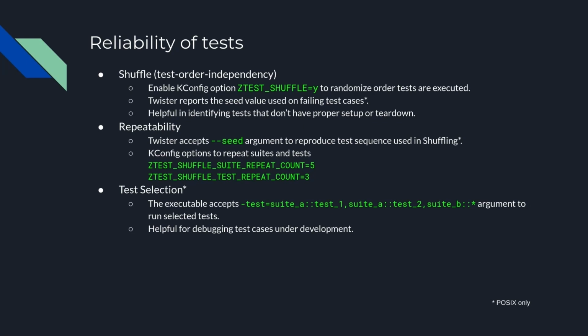Finally, we're also in the process of adding a feature that will allow developers to rerun specific tests from the command line. Here, you can see running specific tests in suites, such as test 1 in suite A, test 2 in suite A, and all of the tests in suite B. It is important to notice that this is a feature that is only available in POSIX.